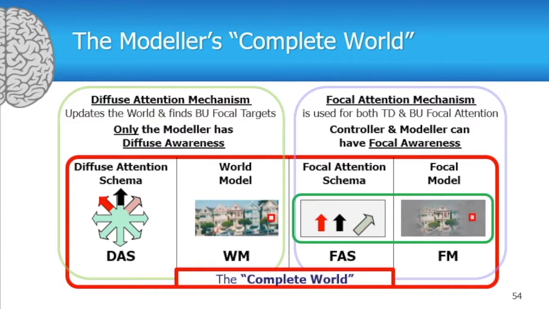So when a true top-down attention target has been activated, it will have to start with the activation of the corresponding diffuse attention schema arrow. Therefore, the diffuse attention mechanism is also used for top-down focal attention targets.